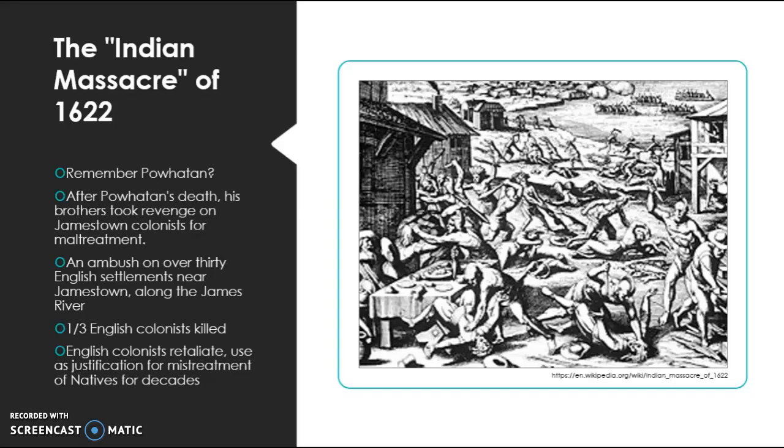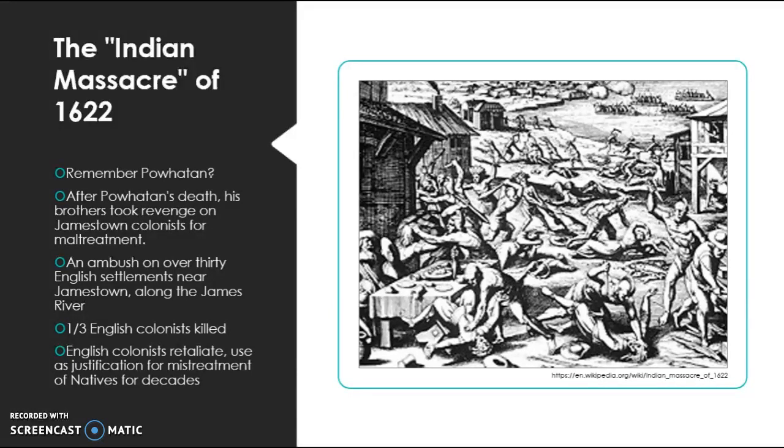All right, so I believe we touched on this one a little bit back when we were talking about Jamestown. And you'll recall that Powhatan wanted to maintain an alliance with the Jamestown population. But after Powhatan died, his brothers assumed the chiefdom, and they were not so keen on maintaining that alliance. So they did promote and lead a revenge sort of rebellion on the colonists at Jamestown.